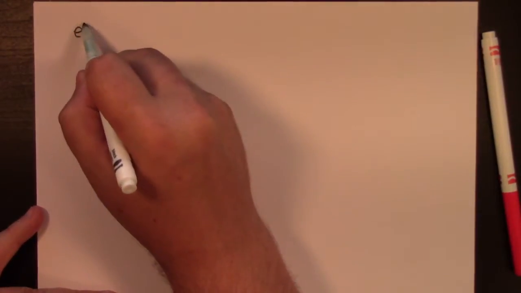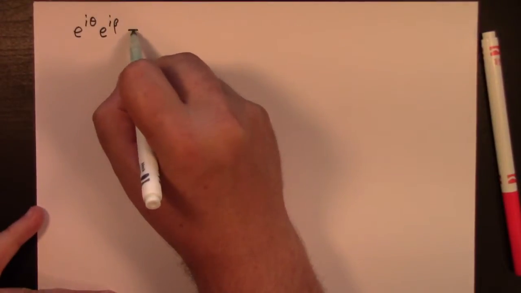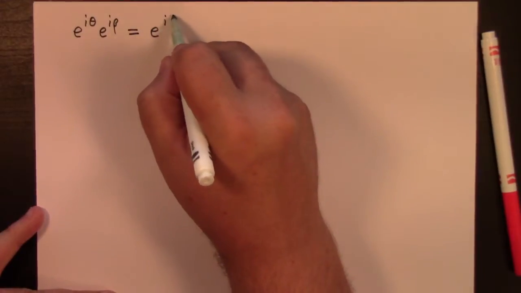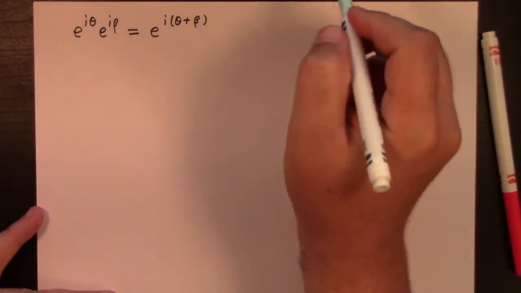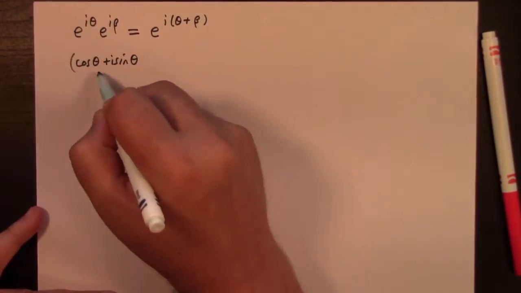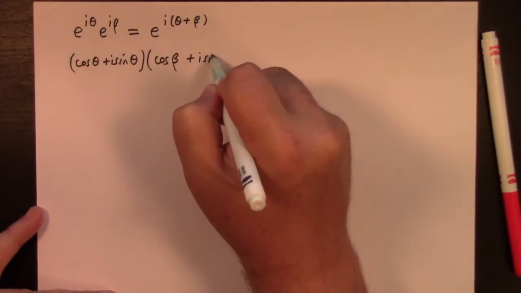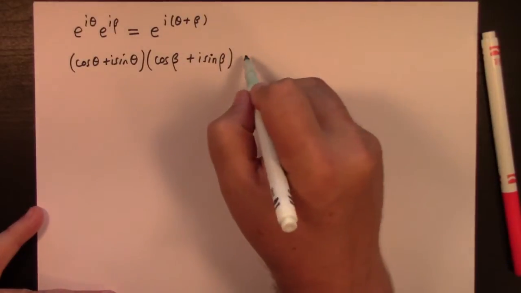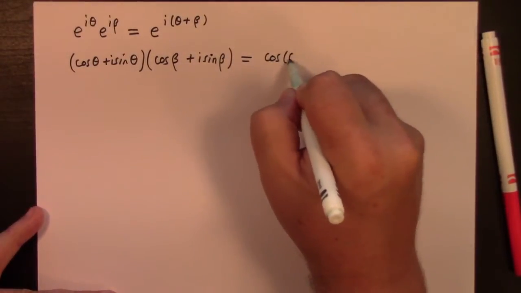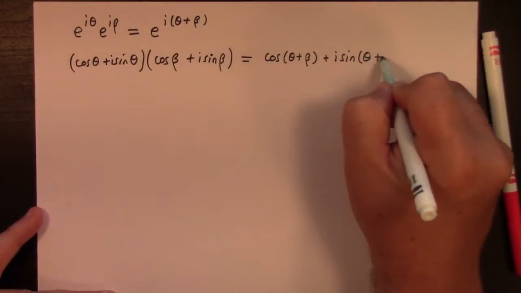Oh, the other pretty neat thing about imaginary exponentials, if I looked at e to the i theta times e to the i beta, well, you would hope that that would be e to the i (theta plus beta), right? What does this mean? Well, that's cosine theta plus i sine theta, and that's cosine beta plus i sine beta by Euler's identity, which we're taking on faith at the moment. And then that's cosine of theta plus beta plus i times the sine of theta plus beta.